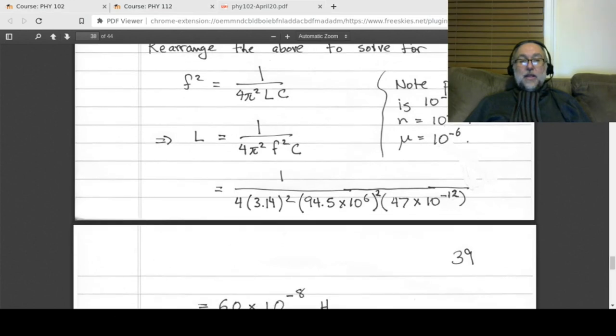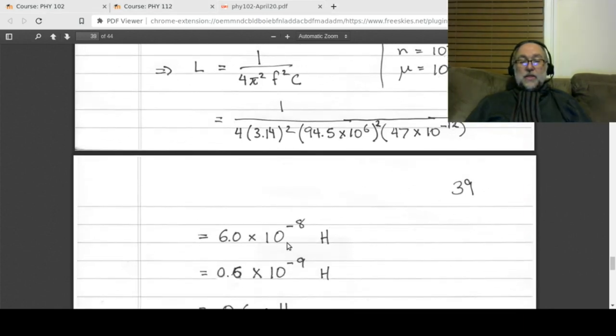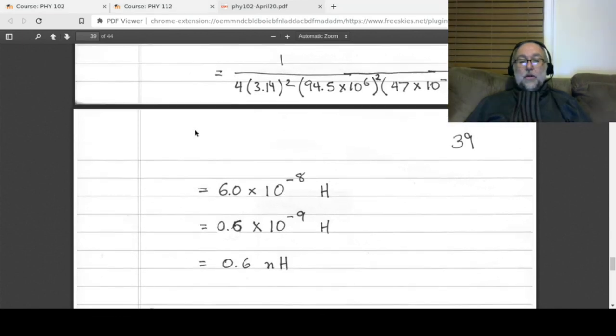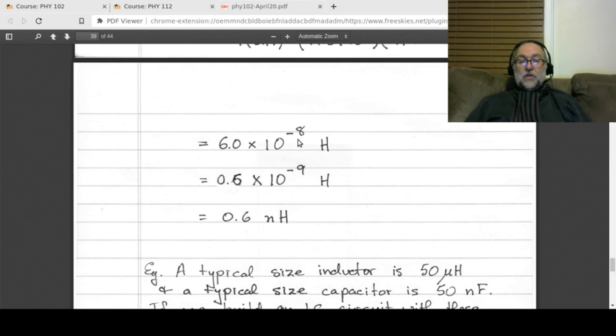And so substituting in the numbers in MKS, there's 4, pi squared, 3.14 squared. f, the frequency, is 94.5 mega, and mega is 10 to the 6, squared. And the capacitor is 47, pico is 10 to the minus 12. So this works out to 6 times 10 to the minus 8 henries, or if you want to convert it to nanohenries, just move the decimal over one to the left, and that's going to make minus 8 into minus 9. So it's 0.6 times 10 to the minus 9 henries. And 10 to the minus 9, that's a nano. So it's 0.6 nanohenries.